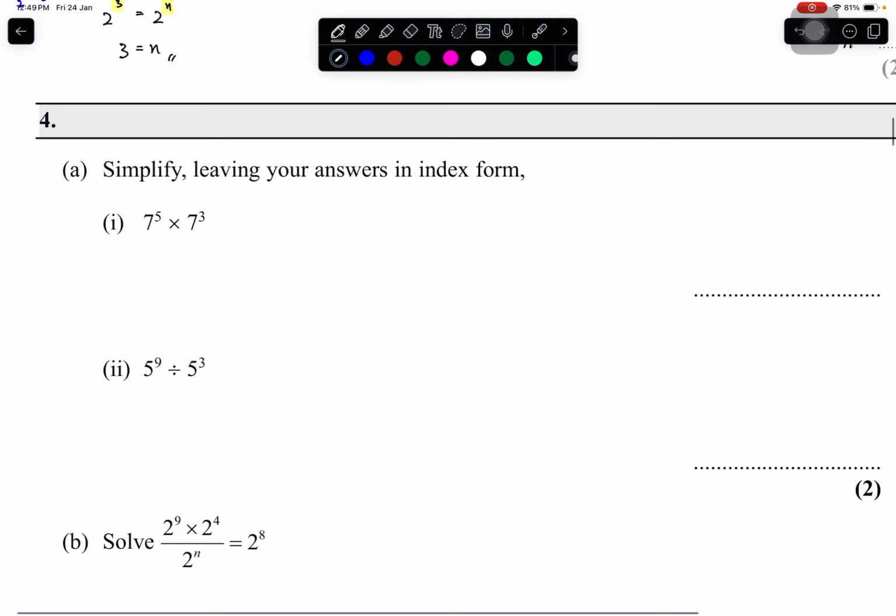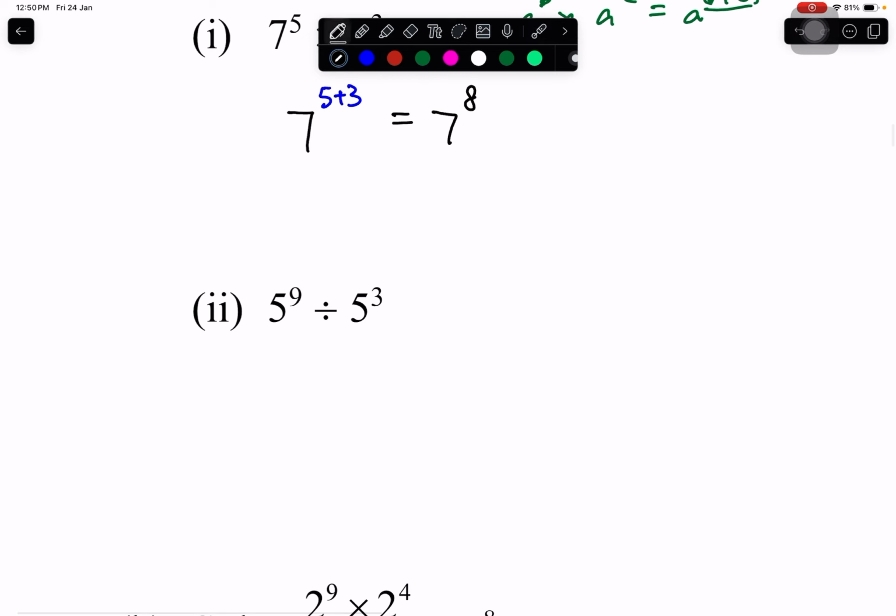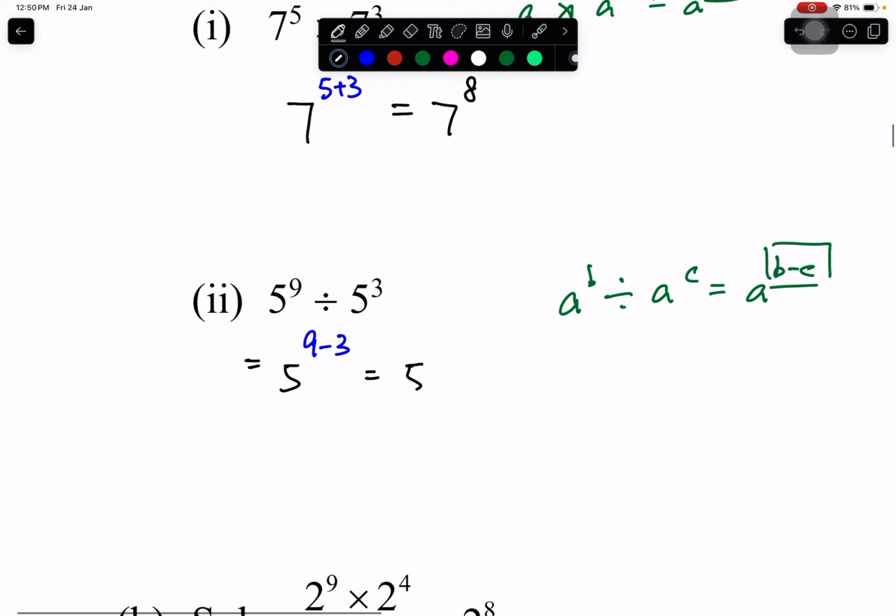Number 4, leave your answer in index form. Again, this one is a pretty basic one, which is a to the power of b times a to the power of c equals a to the power of b plus c at the exponent, which is 7 to the power of 5 plus 3. That equals 7 to the power of 8. Division, which is a to the power of b divided by a to the power of c, is a to the power of b minus c at the exponent. Your answer will be 5 to the power of 9 minus 3, which is 5 to the power of 6.